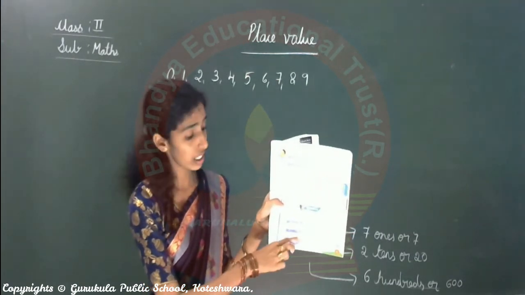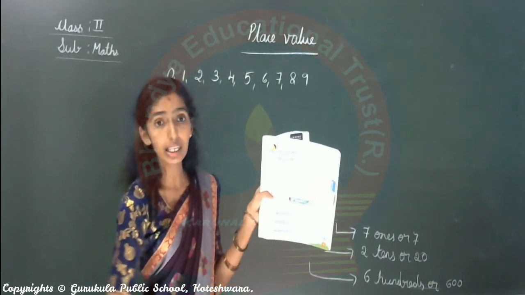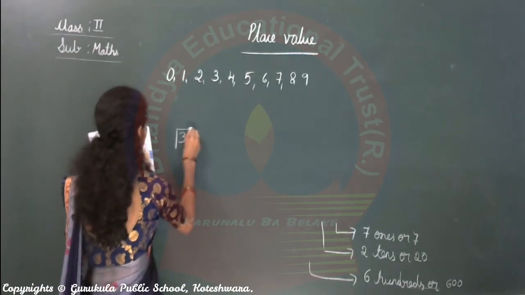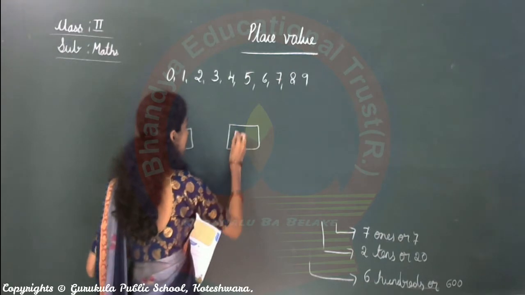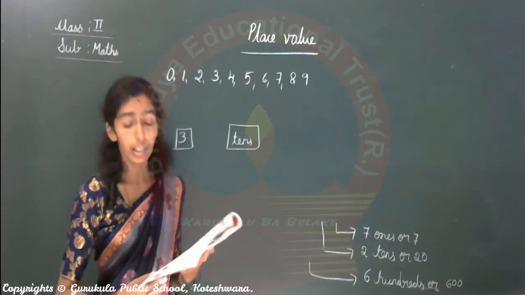Three tens, six ones. So which number here is colored? 3 is colored. So how to write? You should write 3 in the box. And the place where you have 3 is tens. The place where you have 3 is tens.